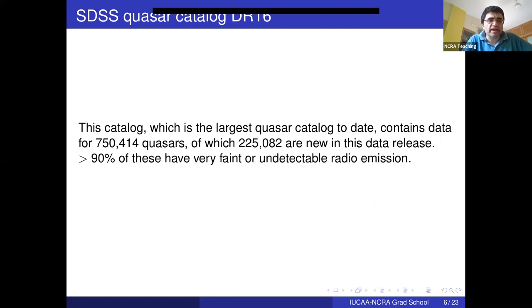It turns out that more than 90% of these have very faint or undetectable radio emission, right? So this we already knew because we are doing optical selections. Many of them don't have radio emission, but they still have a blue continuum and strong broad emission lines.